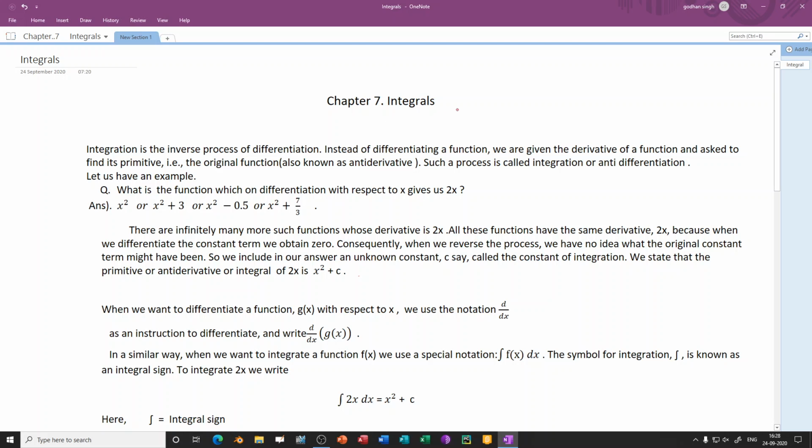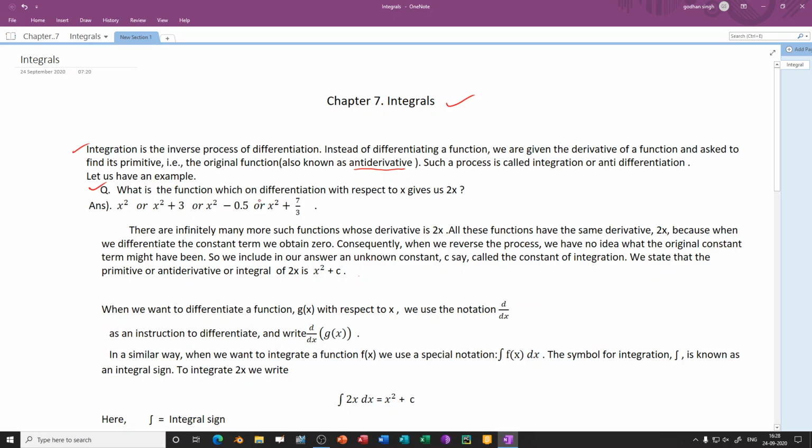Chapter 7 Integrals. Integration is the inverse process of differentiation. Instead of differentiating a function, we are given the derivative of a function and asked to find its primitive, that is the original function, also known as antiderivative. Such a process is called integration or anti-differentiation. Let us have an example.